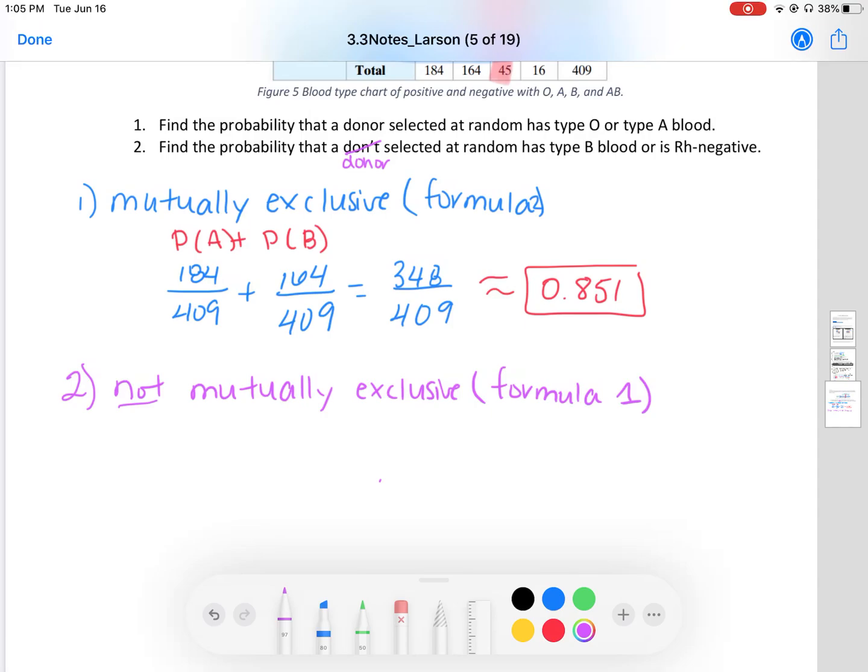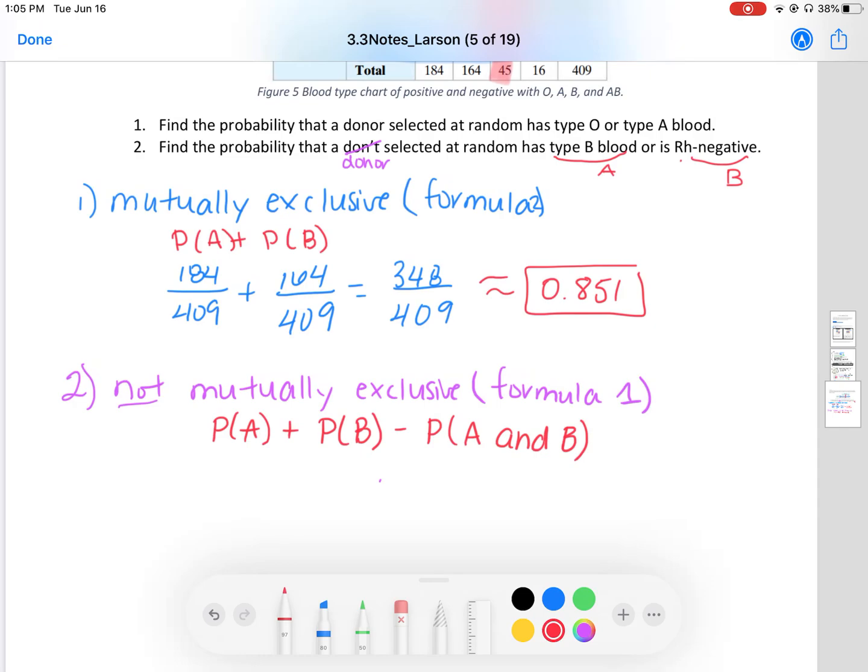So let's write down our formula. Our formula is P of A, probability of event A, plus P of B, probability of event B, minus probability of event A and B, the part they overlap, what they have in common. Okay, probability of A is type B blood. Probability of B is negative.